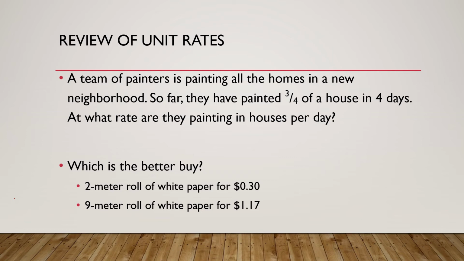So let's start with our 2-meter roll. So we paid 30 cents for 2 meters. We want to figure out, well, how much are we paying per meter? So we are dividing by 2. So we're going to do 0.30 divided by 2.